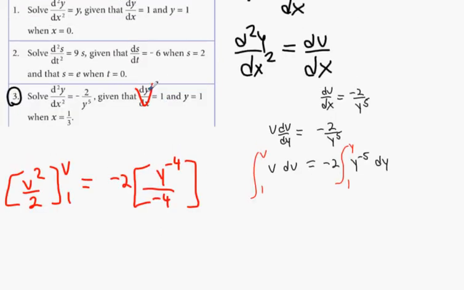Okay, here, dy dx. I said phi is dy dx, so phi equals 1. And y equals 1 when x equals a third. So they both simultaneously take on the value of 1 when x is a third, so they're 1 at the same time as each other.